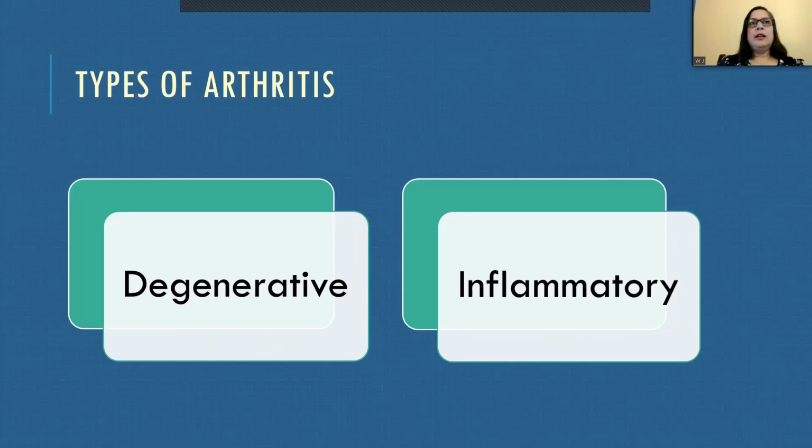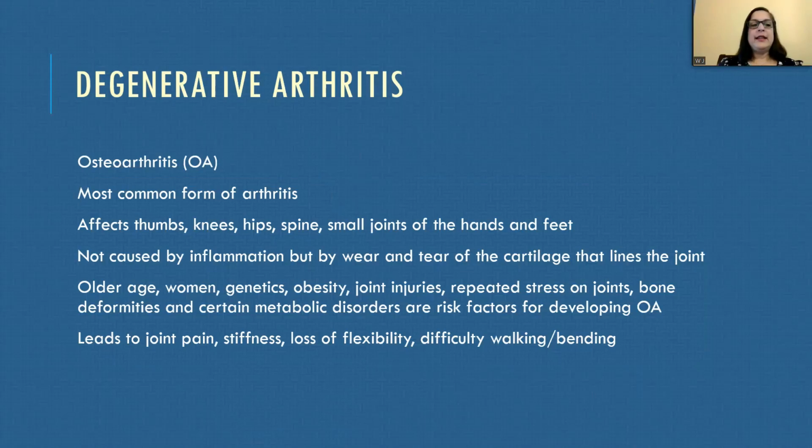Moving on, there are two types of arthritis, which are degenerative arthritis and inflammatory arthritis, which is important to note. Degenerative arthritis is also commonly known as osteoarthritis. It is the most common form of arthritis. It mainly affects the thumbs, the knees, the hips, the spine, and the small joints of the hands, but it can affect any joint. There are some joints, like the ankles, which are not commonly affected, but are seen in some specific types of population where there is repeated stress to the ankle, like ballet dancers or runners.